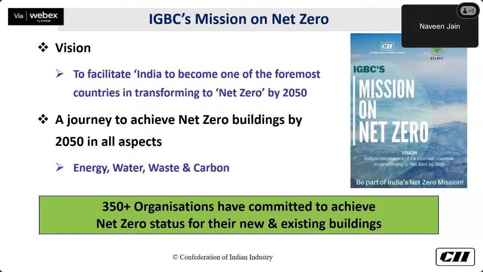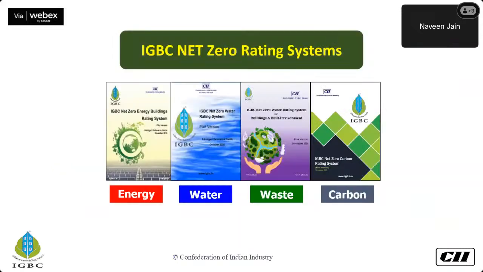So what we did, we basically broke this concept into 4 parts: energy, water, waste, and carbon. At the time of launch of this mission, 350 plus organizations committed to achieve net zero status for their new and existing buildings. So as I told, there are 4 rating systems available: energy, water, waste to landfill, and carbon. So why am I presenting this? Because achieving net zero carbon without renewable energy is impossible, because no other technology for carbon sequestration is currently available in India which can help you offset your carbon emissions. So that's why this is a linked concept.